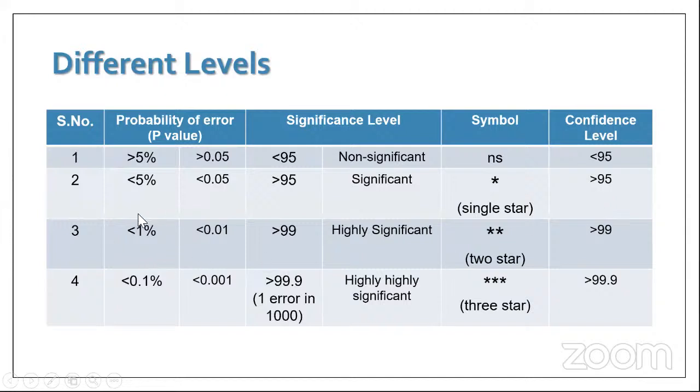If we are getting less than 1% error, that means our results are highly significant, and we denote this result using 2 stars. If we get 1 error out of 1000 experiments, that means our probability of error is 0.1%. Such a result is known as highly significant, and we denote such a result using 3 stars.